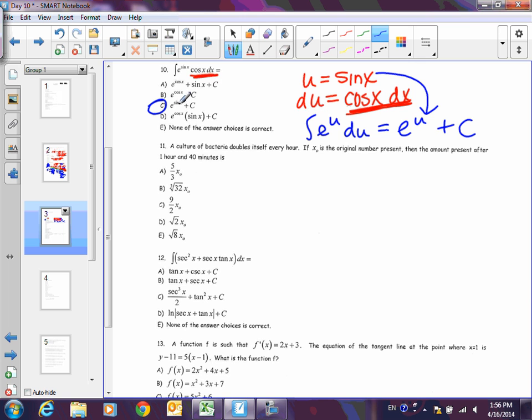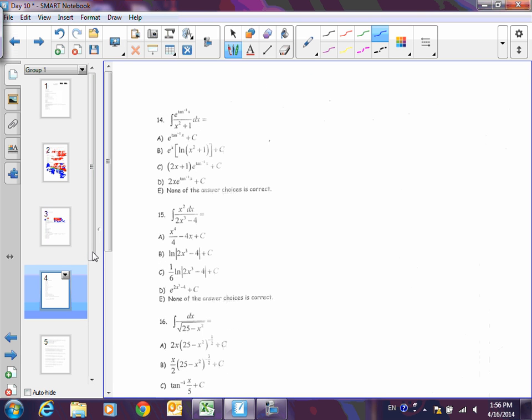This also would be a really good one to do guess and check if you were getting stuck. So how would the guess and check method help you? You find the derivative of the answers. You would take the derivative of each answer and see that it equals this. And remember, when you take the derivative of e to some power, you just rewrite it times the derivative of that power.